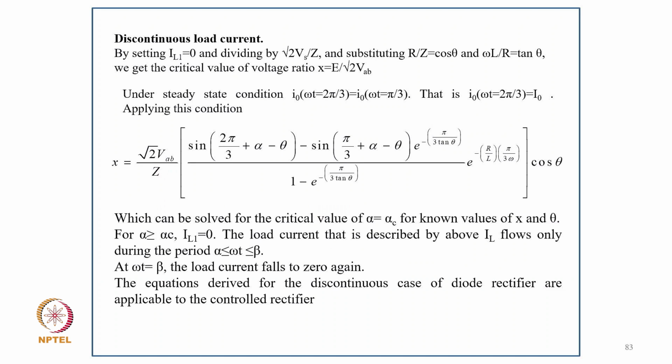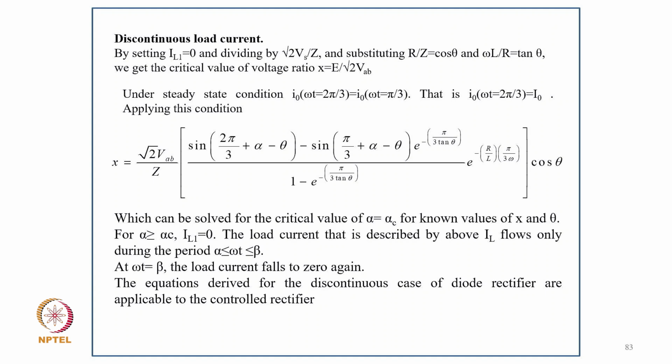And for discontinuous load current, by setting IL1 = 0, dividing by root 2 Vs upon Z, then substituting R upon Z equal to cos theta and omega L upon R equal to tan theta, we get the critical value of the voltage ratio X equal to root 2 E upon root 2 VAB. So under steady state condition, I0 at omega t = pi by 3 equals I0 at omega t = pi by 3. This is the reason I0 at omega t = pi by 3 equals capital I0.